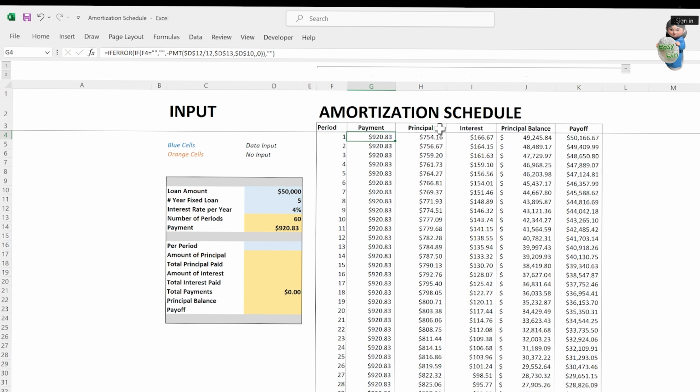Now, the principal, I use the function PPMT. Again, this returns a negative value, so I need to put in a minus. Interest rate divided by 12. The interest, I use the Excel function IPMT with a minus here. Again, interest divided by 12.